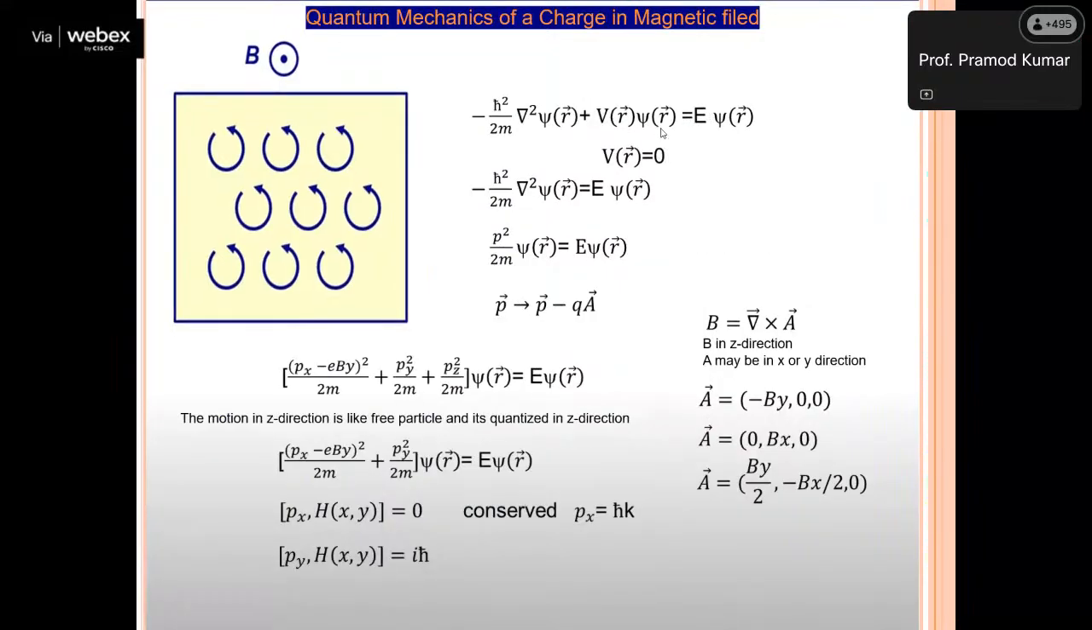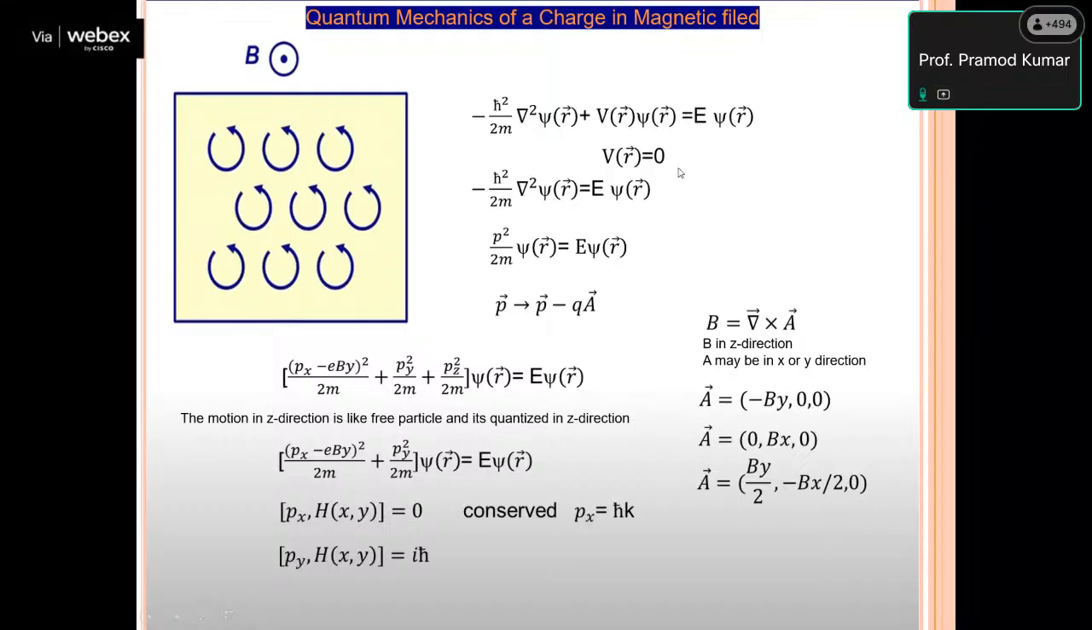Now we are going to understand exactly what is happening in such a material. Through the Schrodinger equation, the well-known Schrodinger equation: minus h-bar squared by 2m del squared plus potential, psi equal to E psi of r. E is the total energy of the system.